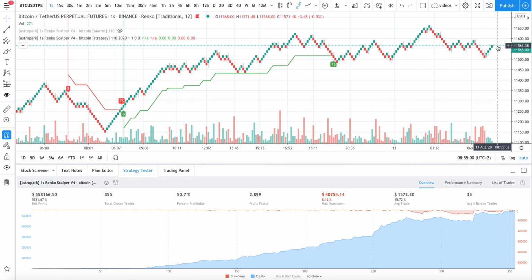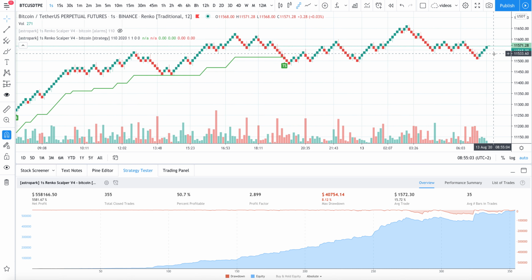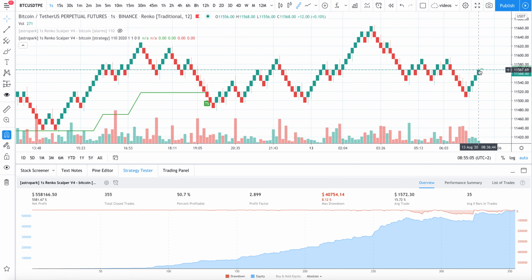So for example, this is the current last brick, which is closed at 11,568. So whenever the price touches 12, as you can see here, the box size is 12, so 580, the brick will become permanent. Okay, and it needs only this price change and 1 second of waiting.